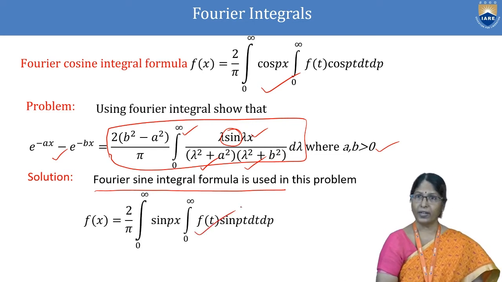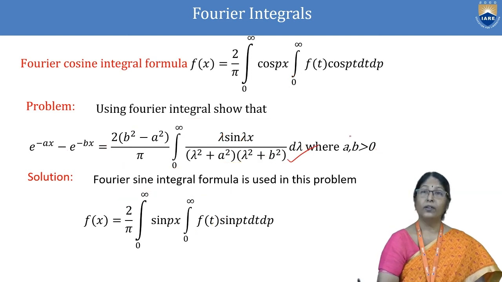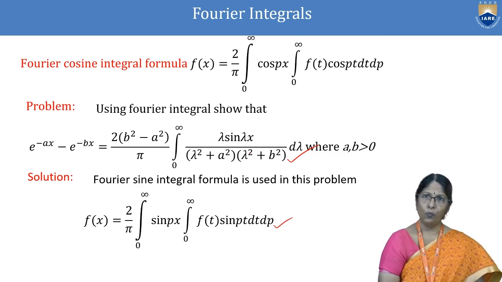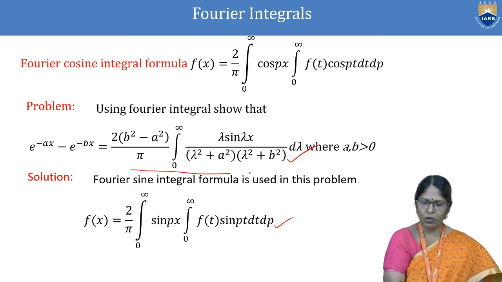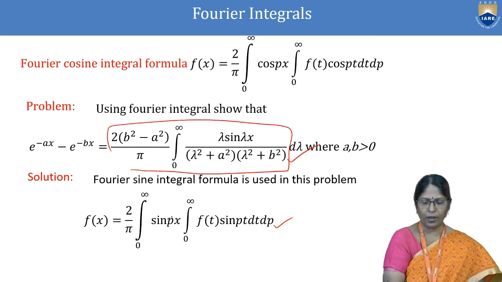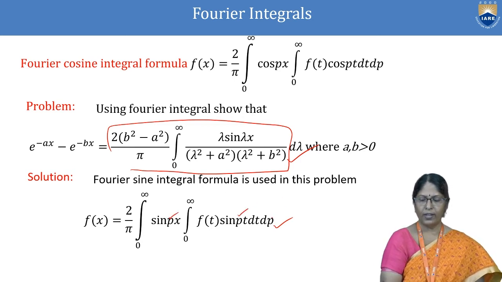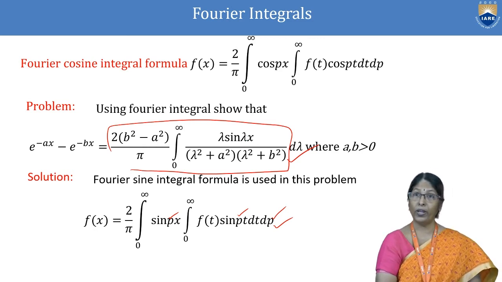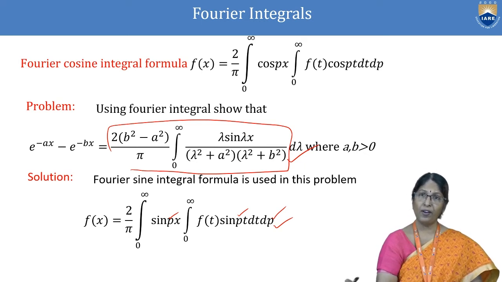So the Fourier sine integral formula is written. This is to be proved, but in the formula p is there, whereas in what we have to prove there is not at all any p term. So better, we can replace p by lambda. That step we can adopt.